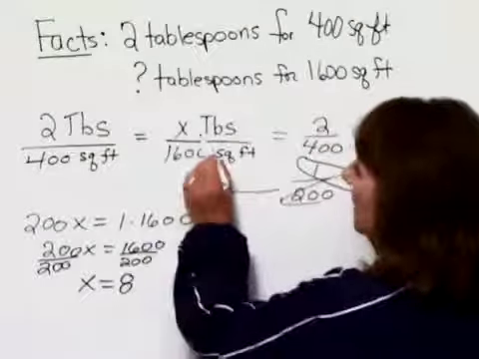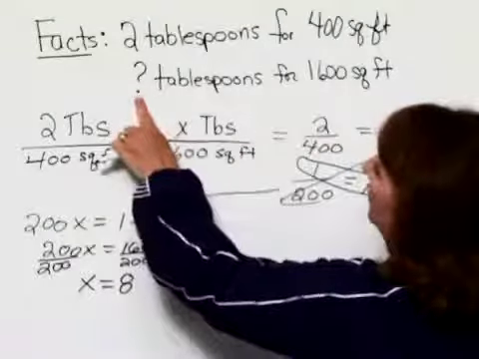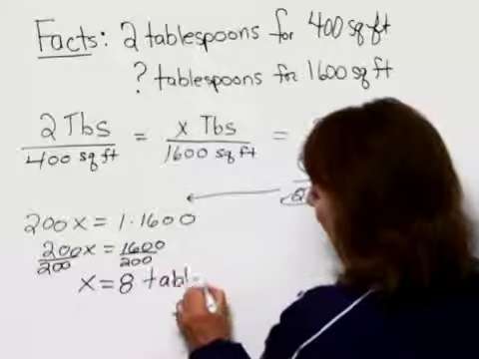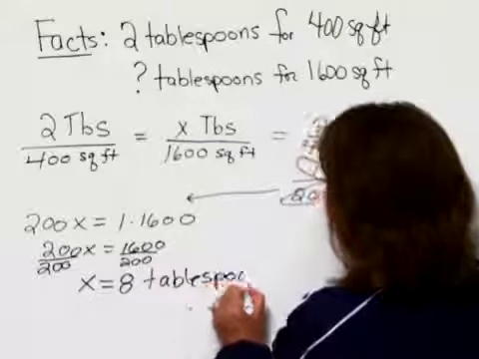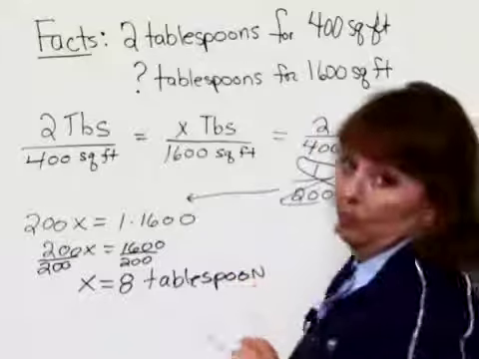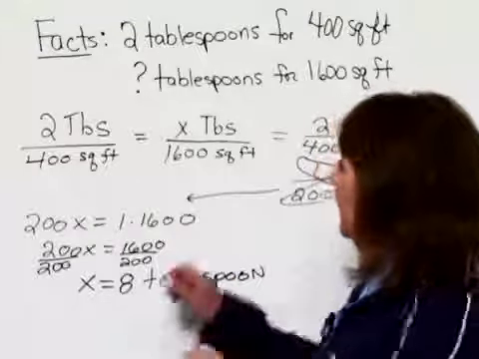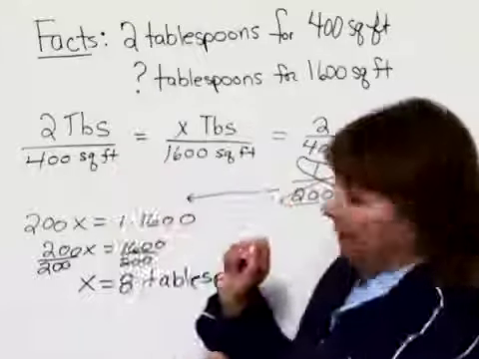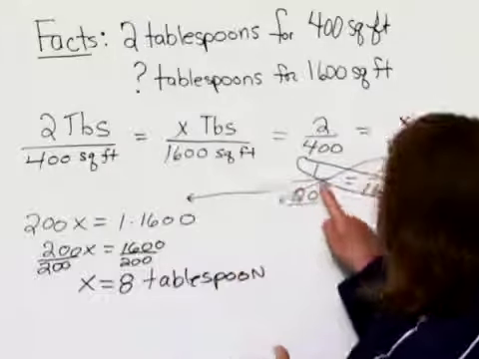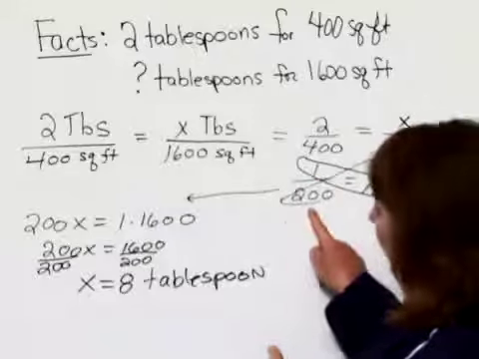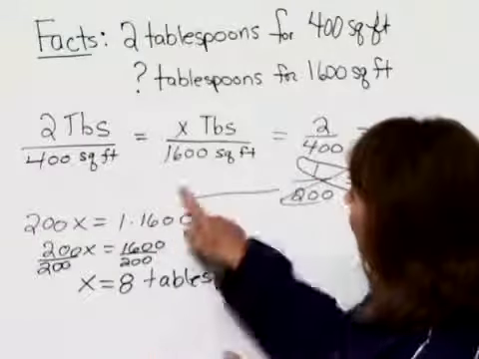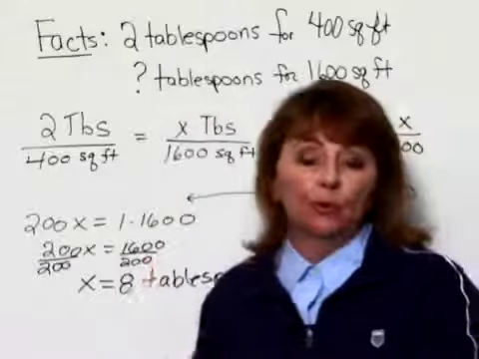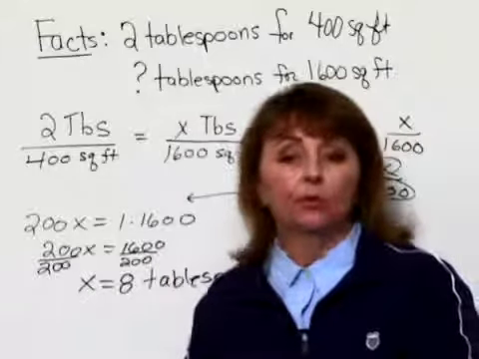8 what? 8 tablespoons. We were asked to find how many tablespoons. So we need 8 tablespoons for 1,600 square feet. Now let's check. Did we have the same units in the numerator as denominator? Yes. Did we use the cross products? Yes. Do we have the right units in our answer? Yes, tablespoons. So try this method on a few other problems and I'm sure you'll see great results.